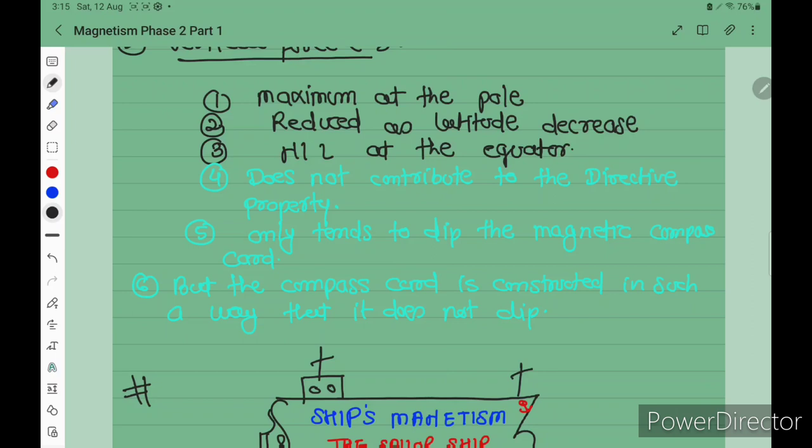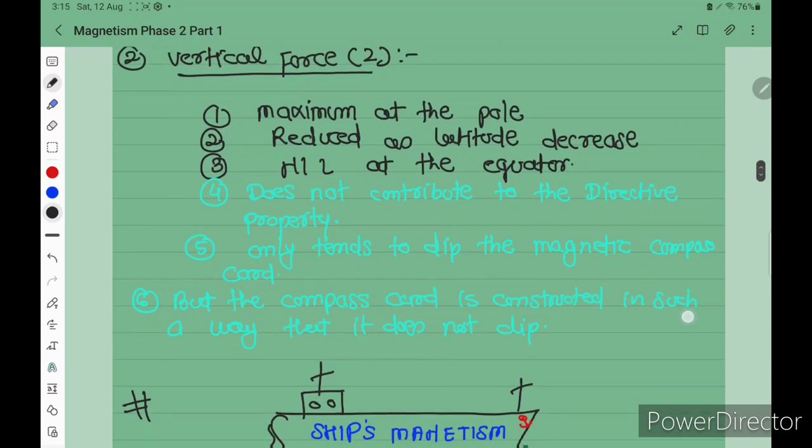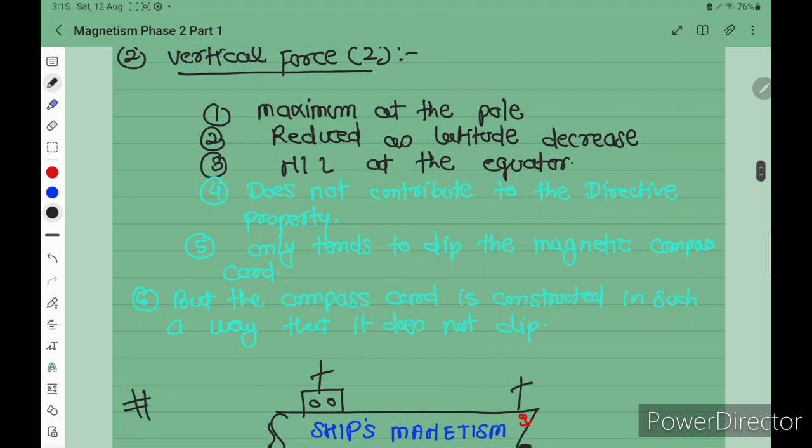So why does this dip happen in the magnetic compass? Because of the vertical force. But the compass card is constructed in such a way that it does not dip. I already told you why the dip does not affect it, because we construct it that way.